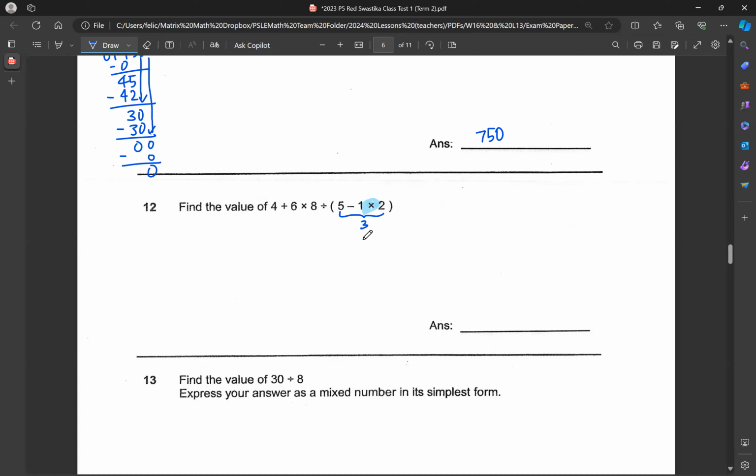And now you can go and look at the front. So no more brackets. So now if I were to rewrite it, it looks like that. Okay.